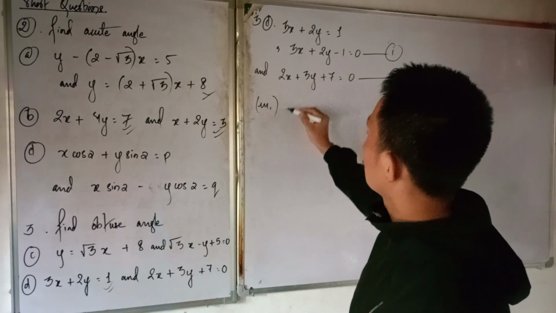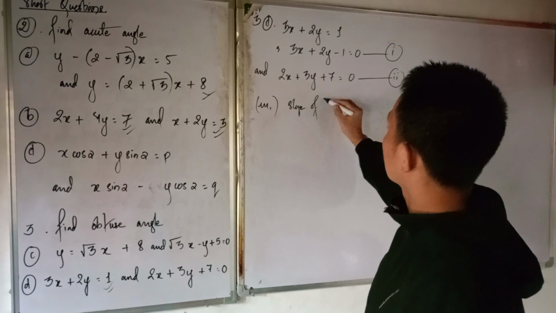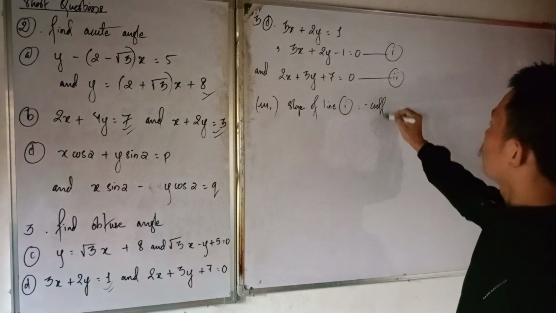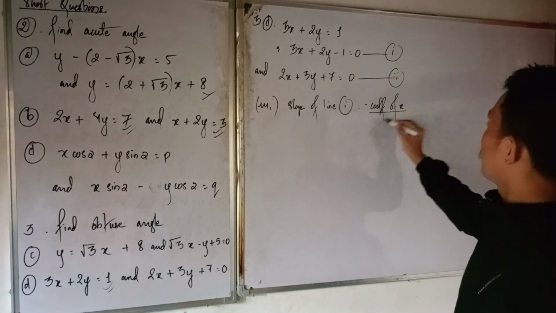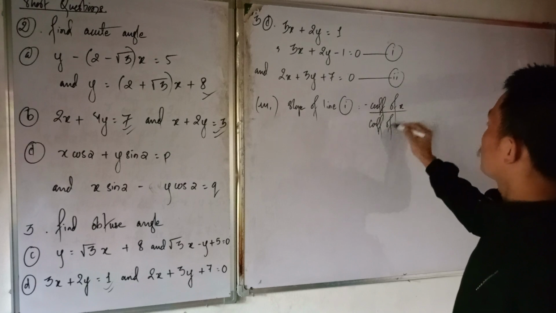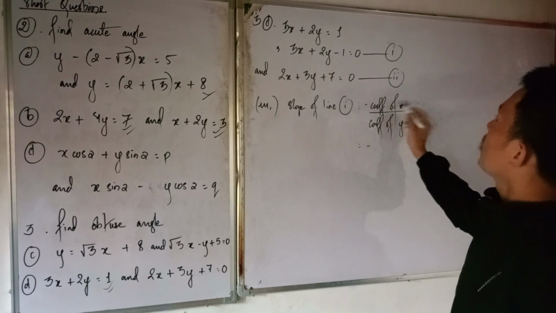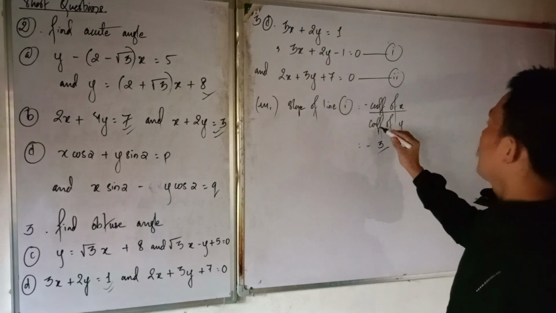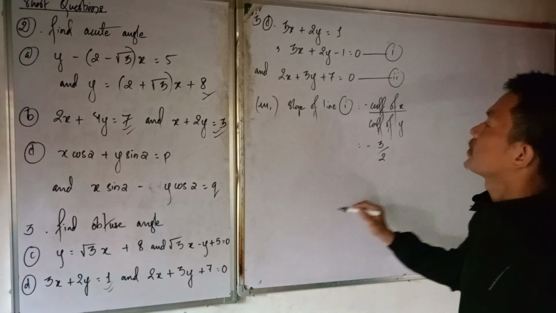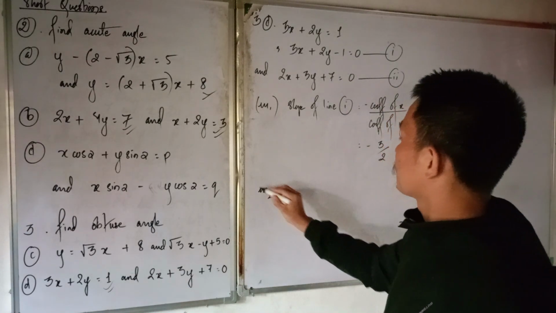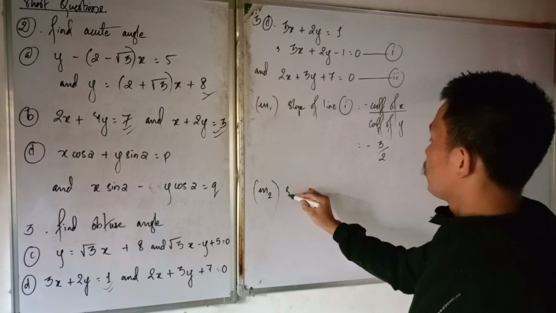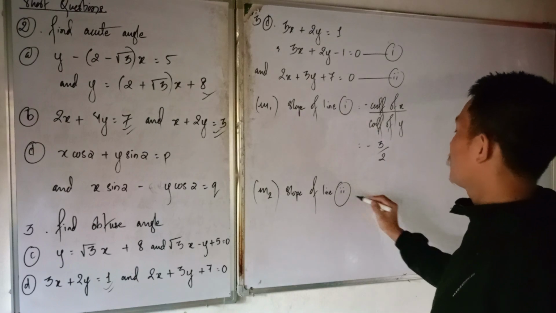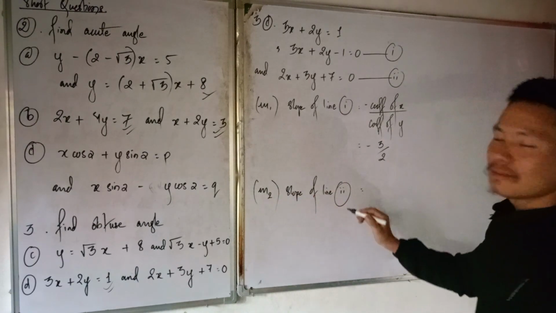Now m1 is the slope of line I, which is minus coefficient of x divided by coefficient of y. In line I, the coefficient of x is 3 and the coefficient of y is 2. Similarly, m2 is the slope of line II.